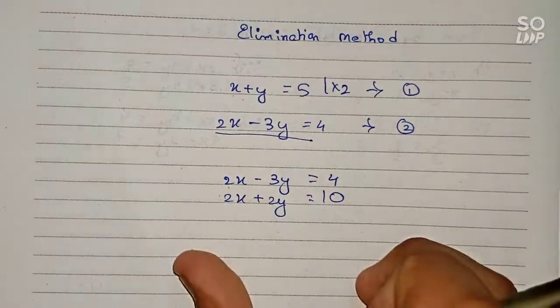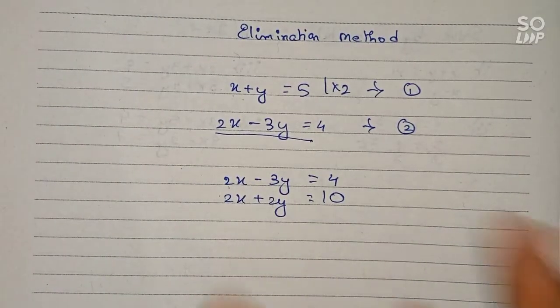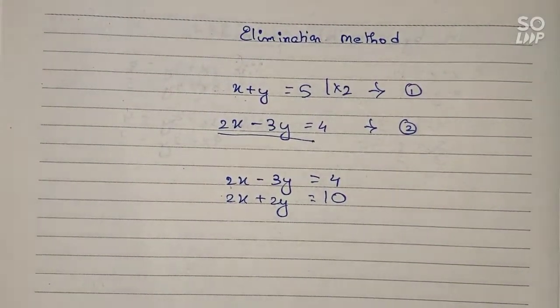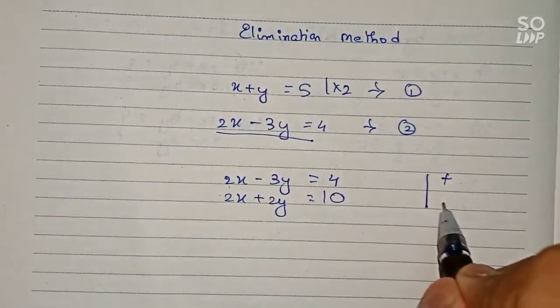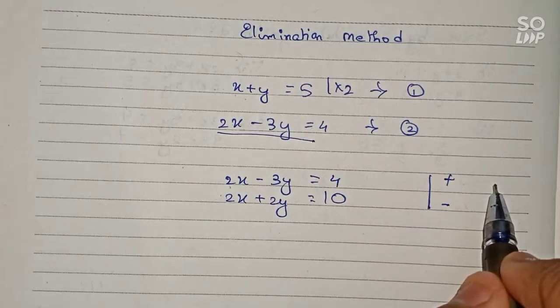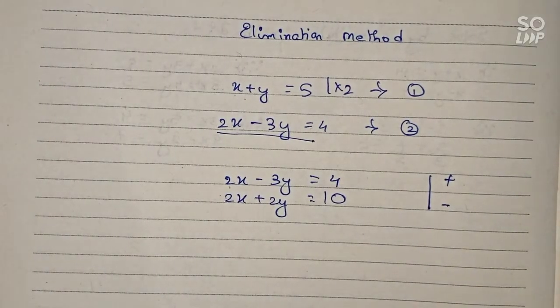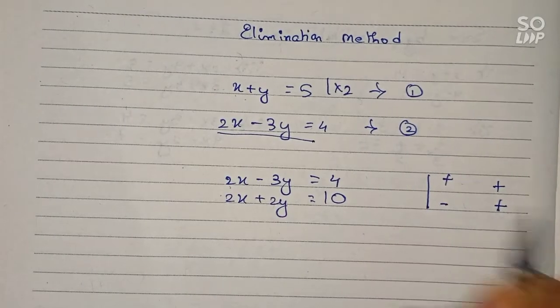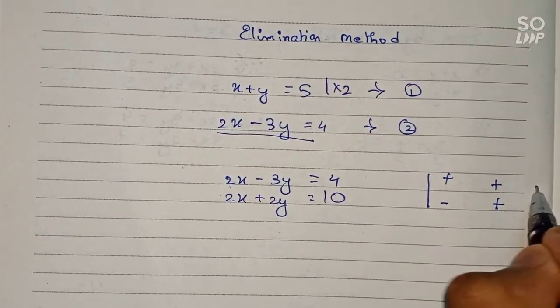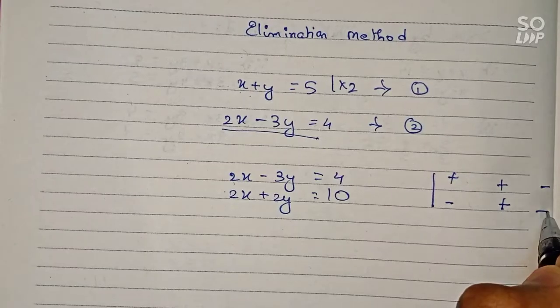So we have got the values now. 2x and 2x are both in similar weights. So now the next rule is, if the upper portion is plus and down portion is minus, we don't need to change the signs. But if the upper is plus and the down is also plus, you have to change the signs. And again, if the sign is minus above and down also minus, you have to change the signs.